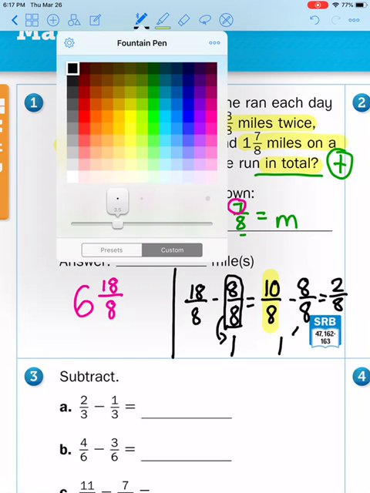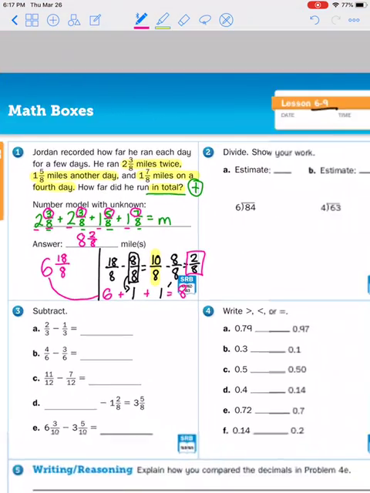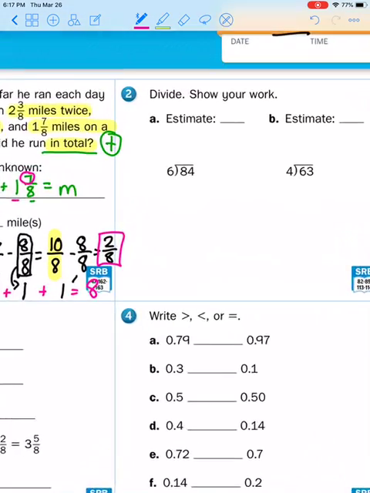And I'm left with 2/8. So if I take 6 plus that whole we took out plus another whole, I get 8 2/8. So he ran 8 2/8 miles. Okay, let's look at number 2.